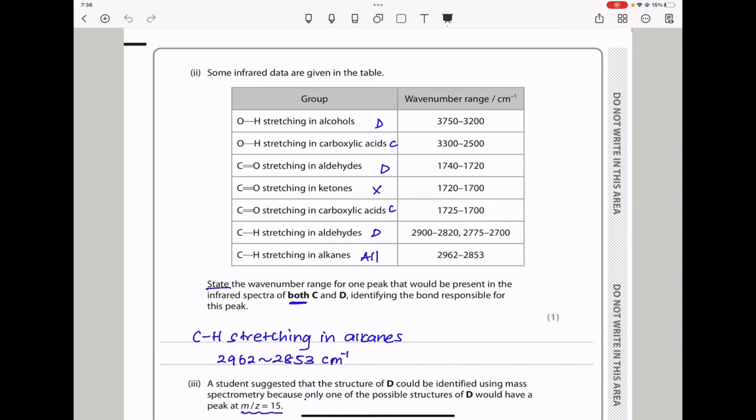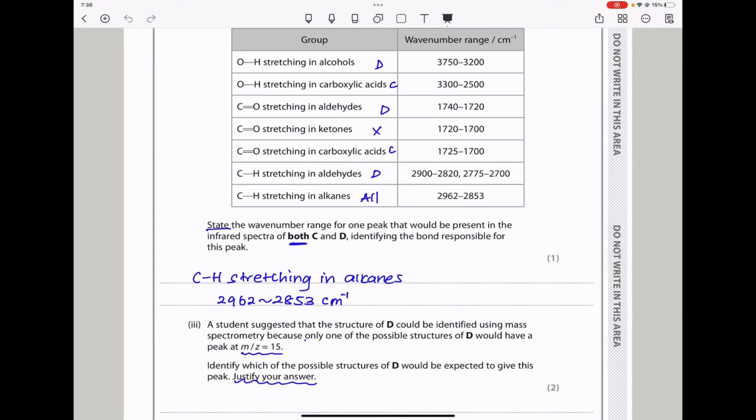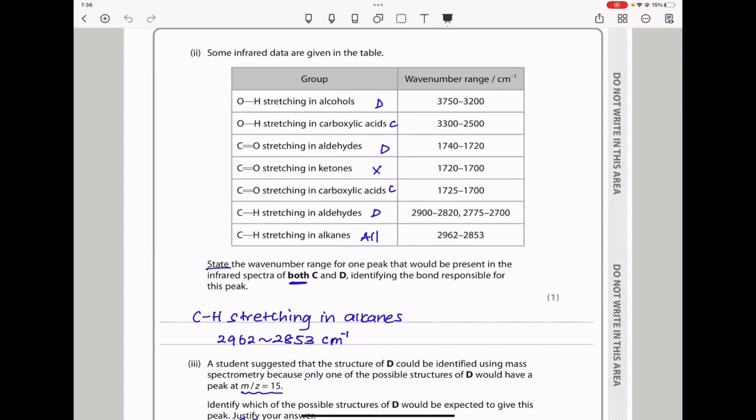And they say state the wave number range for one peak that would be present in the infrared spectra of both C and D, and identify the bonds responsible for the peak. Because D is an alcohol that is an aldehyde, we're going to have OH alcohol. Because C is a carboxylic acid, we'll have OH carboxylic acid. We'll have CO aldehyde in D. This is going to be missing because there is no ketone. Then we will have CO stretching for carboxylic acid. We will have CH stretching for aldehydes.